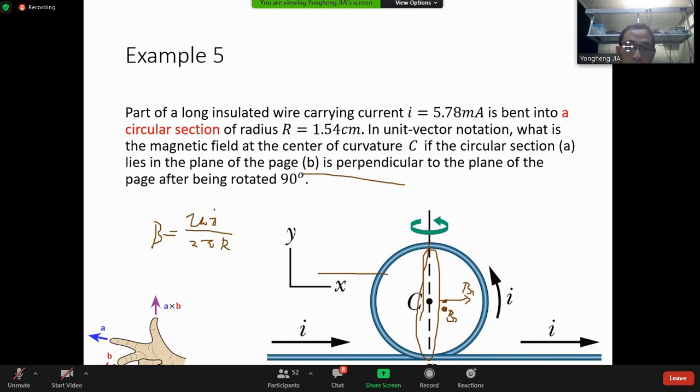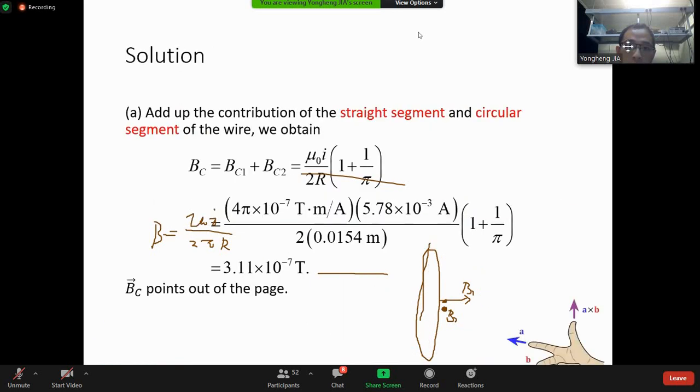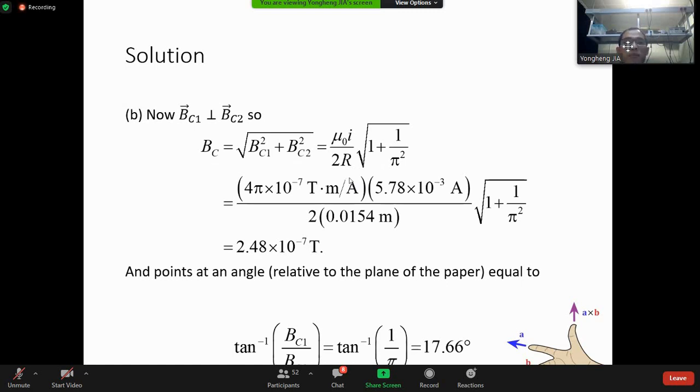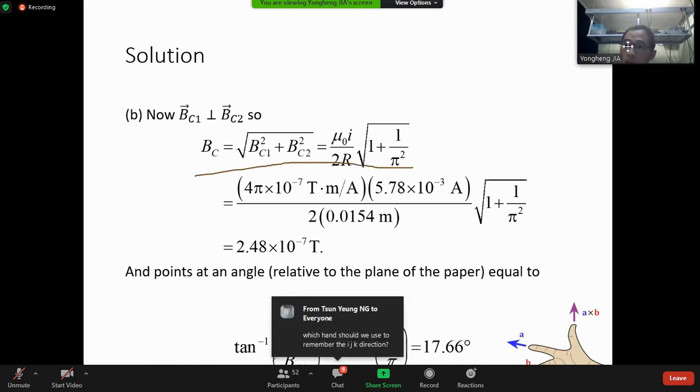Okay, let's look at the answer here. For the first case, they are in the same direction, all pointing out of the page, so we can simply add B1 and B2. And for case B, B1 is perpendicular to B2, so we can get the total magnetic field using this one. And now you should also always tell the direction. Okay.